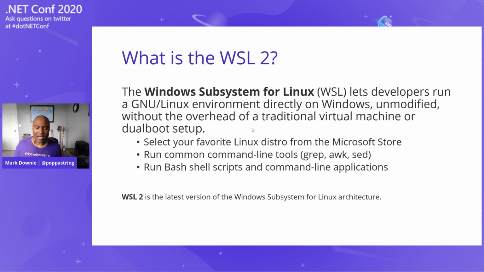So what you can do as a user of a Linux distro is go to the Microsoft Store on your Windows 10 machine, and find the Linux distro that you like the most. You can install it directly from the Microsoft Store, and then you can run common commands like grep and awk, and you can also run bash shell scripts and command line applications and so on and so forth. So WSL2, Windows Subsystem for Linux 2, is simply the latest iteration of the Windows subsystem, and it has much improved speed over the original incarnation.